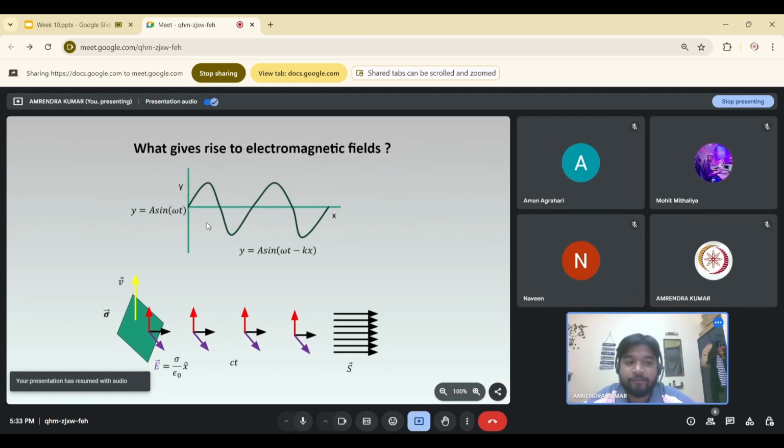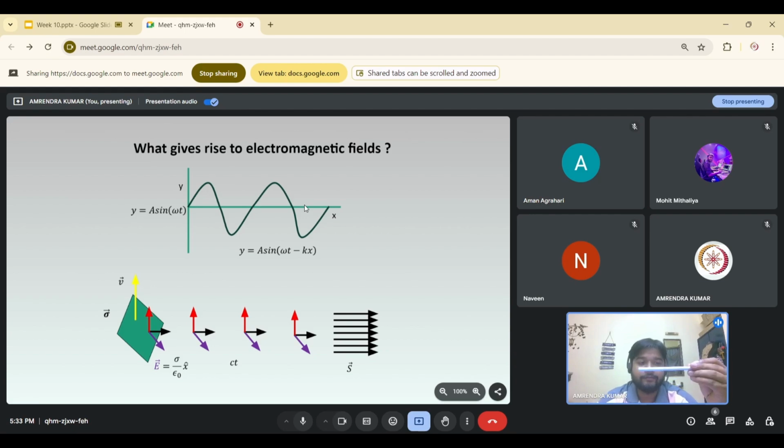Here you can see. Let us consider a simple scenario that you can understand just by looking at it. Let's say you have a string that is straight like this, and then you start to oscillate this point. So this point will go up or down. Based on the string, you have some amplitude in the y direction that you are oscillating with. That oscillation will travel towards x.